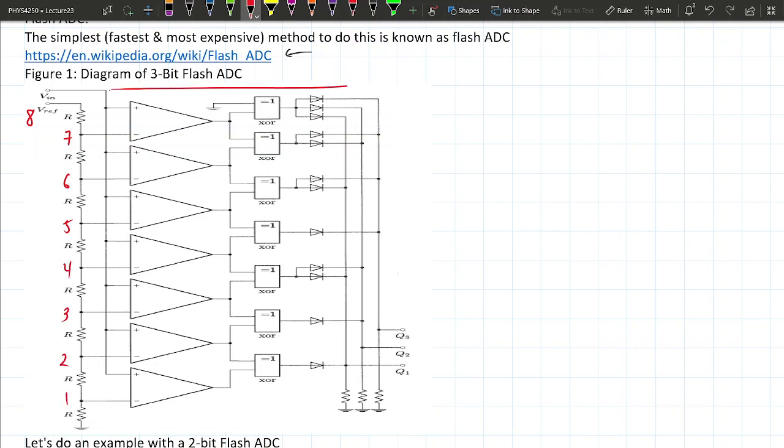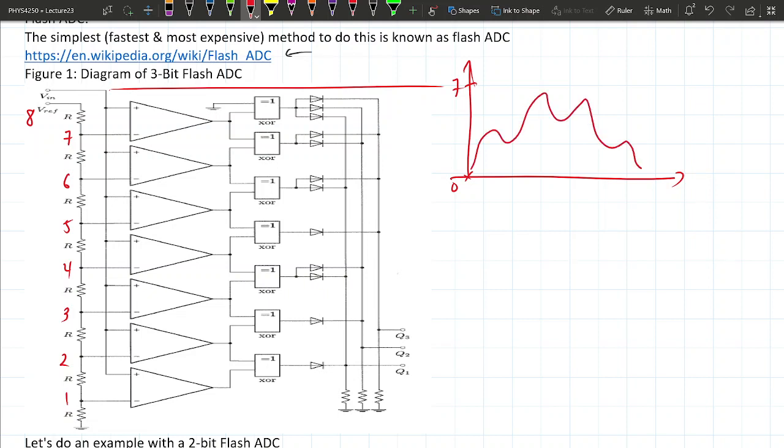And I have a signal that's coming in, where the maximum is 7 and the minimum is 0. Let's say it's something like this. It doesn't actually matter what the shape is. That's what's being generated here. So let's say at this point here, V in is 3 volts.